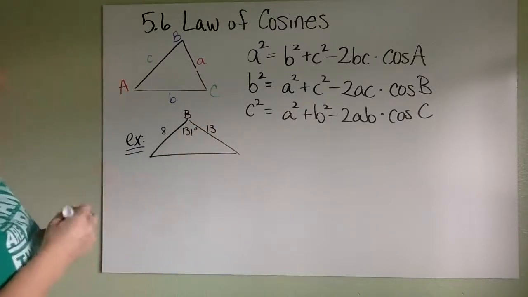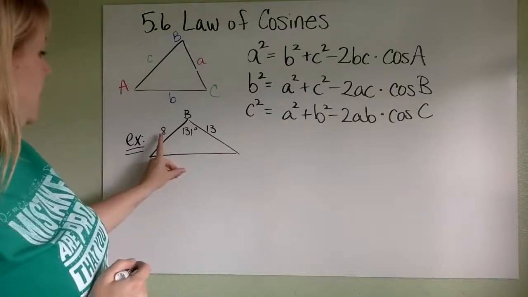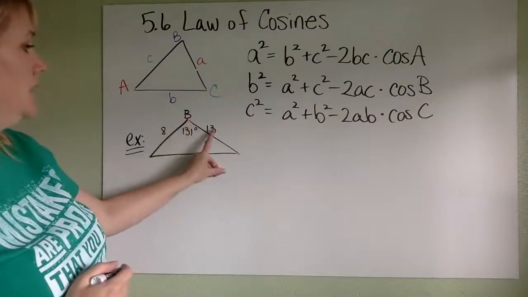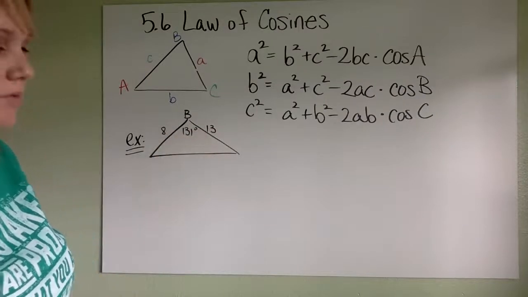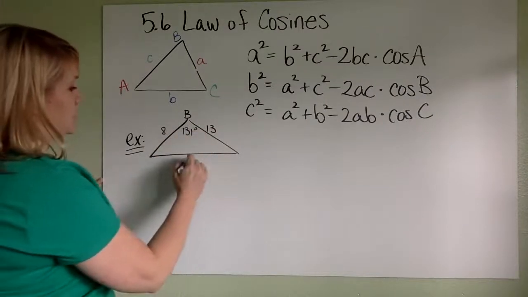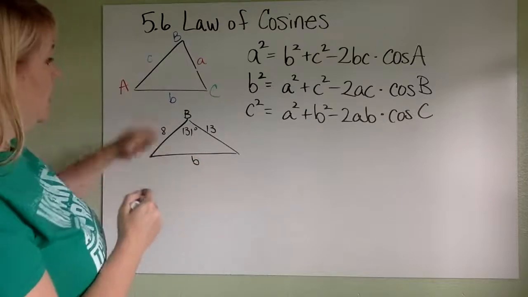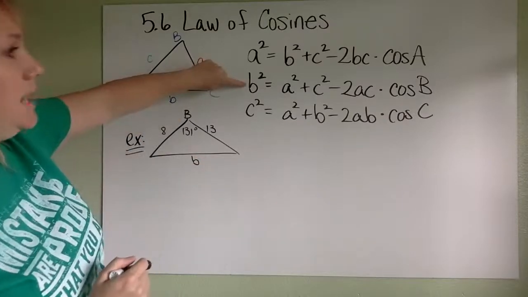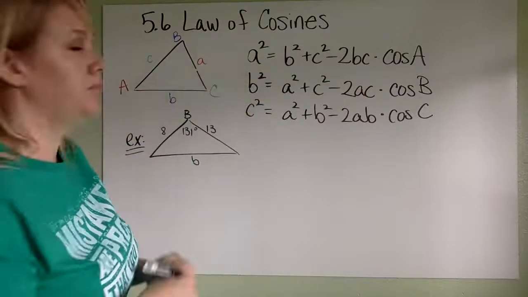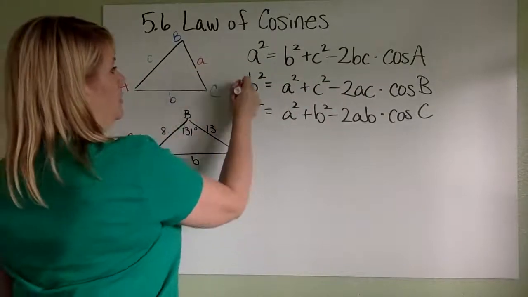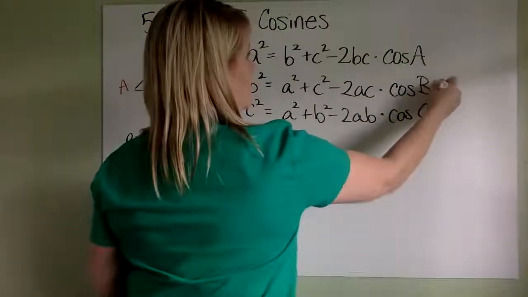So what you'll notice, like I just said a minute ago, we have a side, an angle, and a side. So we're looking at the angle between the two sides. Those are the pieces of information that we have. So since we have angle B, we'll be looking for side B using this middle formula. So I'm just going to put a little star here. This is the one we're using.